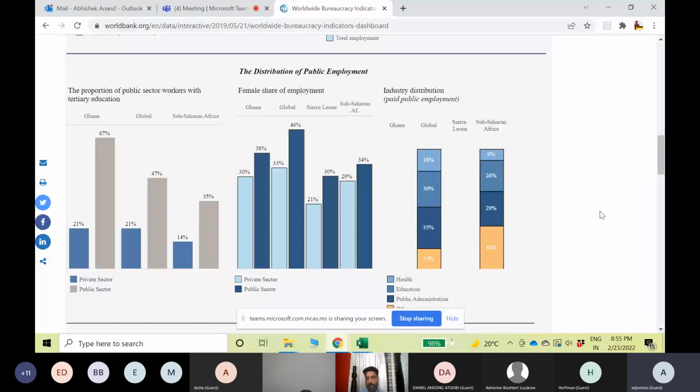But for Ghana, do you think there is any reason which makes it more attractive for females to join the public sector relative to the private sector? Because we do see that there is a great difference. Only 30% of the workforce in private is female, but 38% in public, certainly much better than the private sector. Do you know if there is any reason for this that we see for Ghana here?